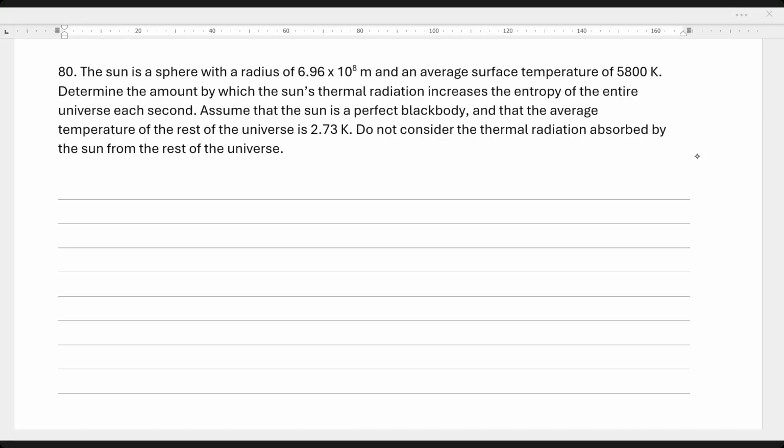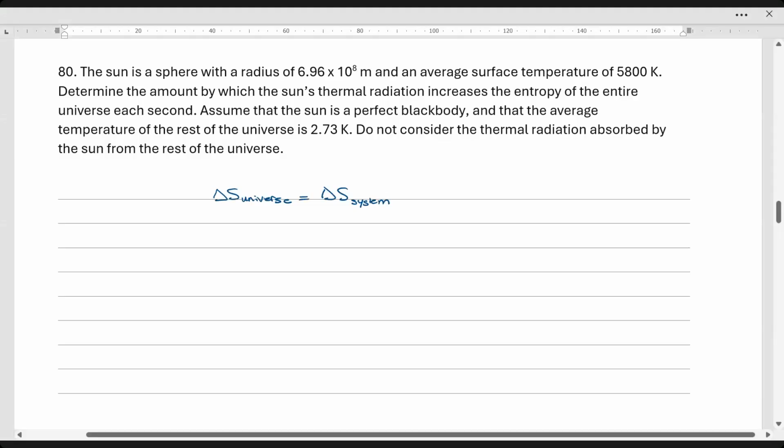So when we want to find the entropy of the universe, usually we write this as the sum of the entropy of some given system, which is undergoing a certain process. In this case, the system is the sun and it's undergoing some radiation heat transfer. And we have to add to this the change in entropy of the surrounding, so everything else that is in the universe.